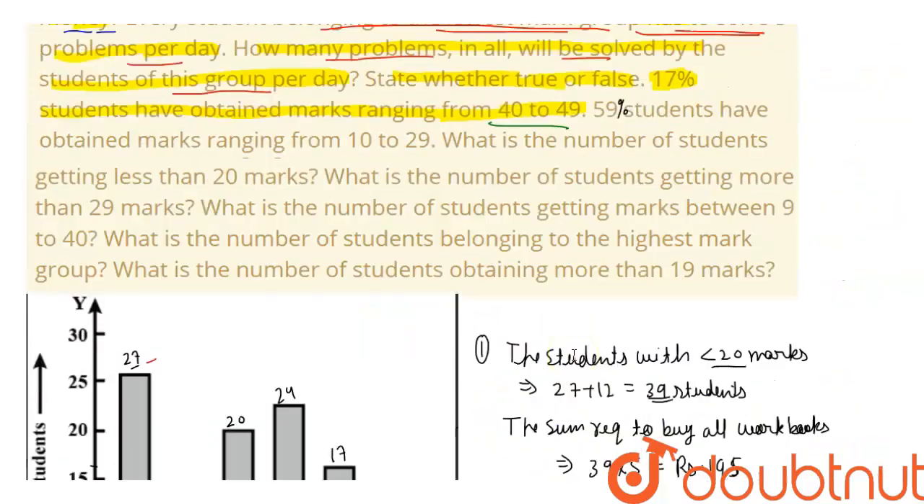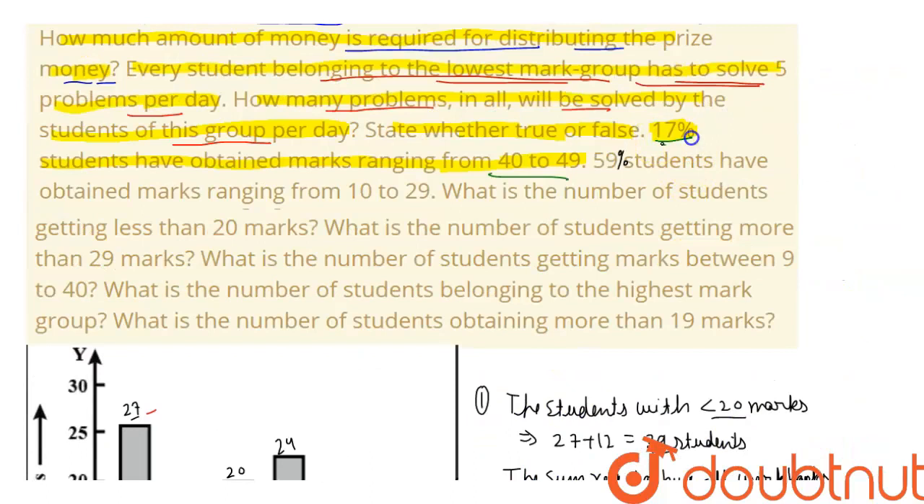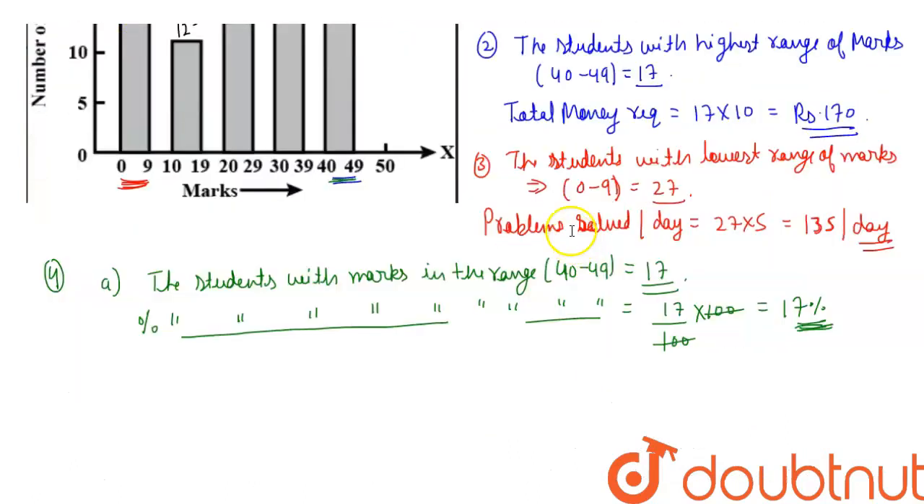In the question they have given us that 17% of such students have got marks in this range. So we can say that this first statement is the true statement. So here we have the first statement as a true statement.